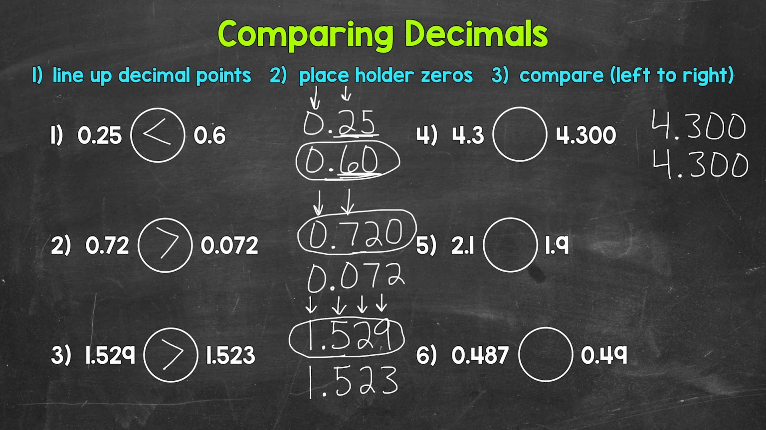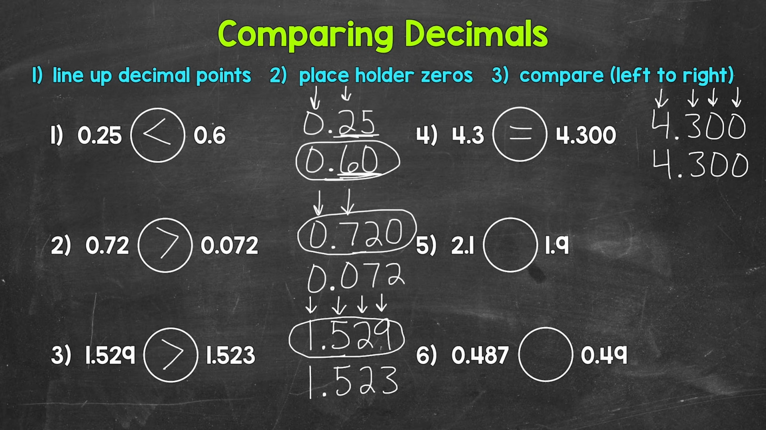Now you may notice these are equal. We have the same exact number, the same exact digits. We have a 4 in the ones place, a 3 in the tenths, a 0 in the hundredths, and a 0 in the thousandths. So these are equal. 4 and 3 tenths is equal to 4 and 300 thousandths. These decimals are equal in value.